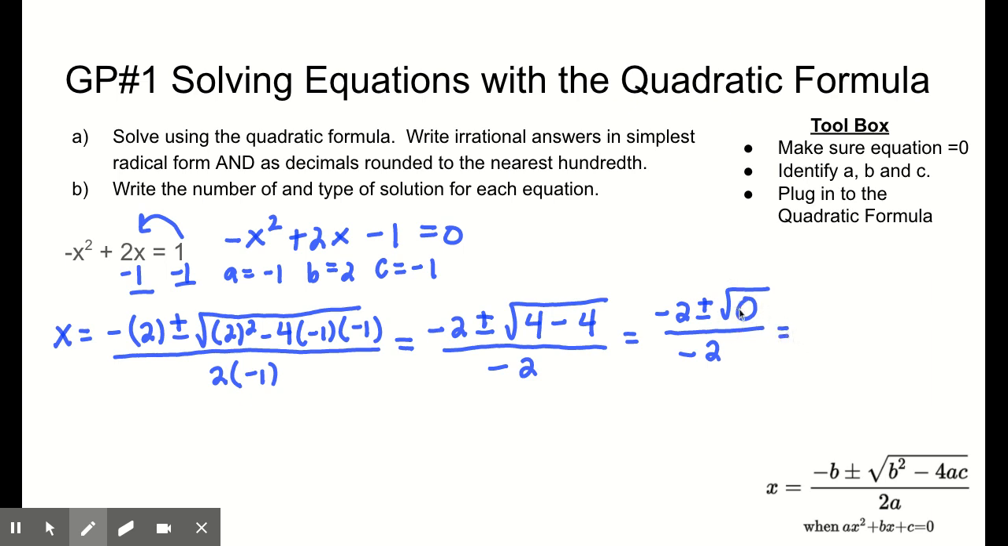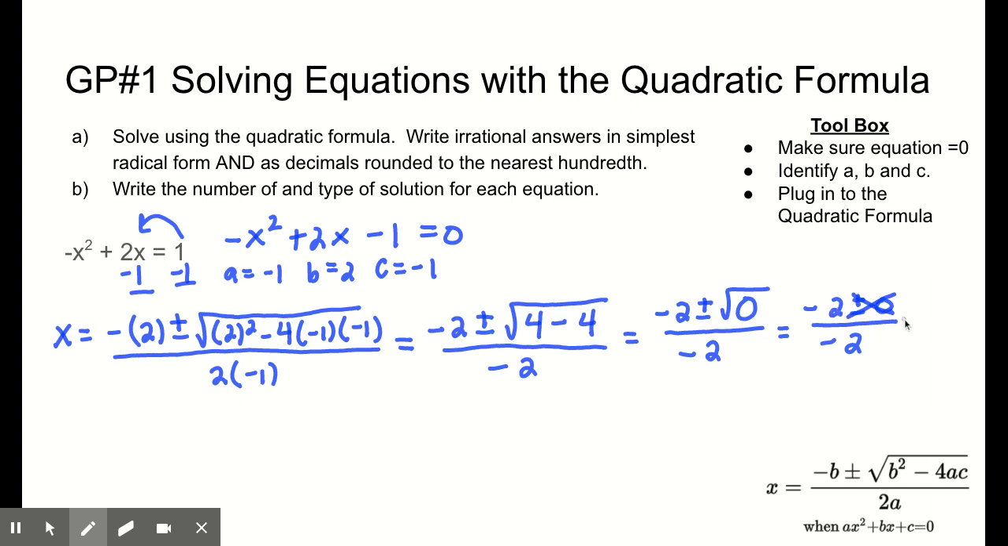The square root of 0 is 0. So what we end up with here is negative 2 plus or minus the square root of 0, over negative 2. Well, if you add 0 to negative 2, it still remains negative 2. If you subtract 0 from negative 2, it still remains negative 2. So this 0 can be eliminated because it's not going to affect our answer.